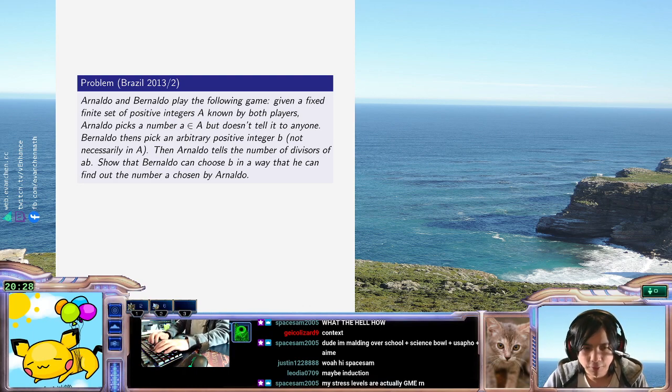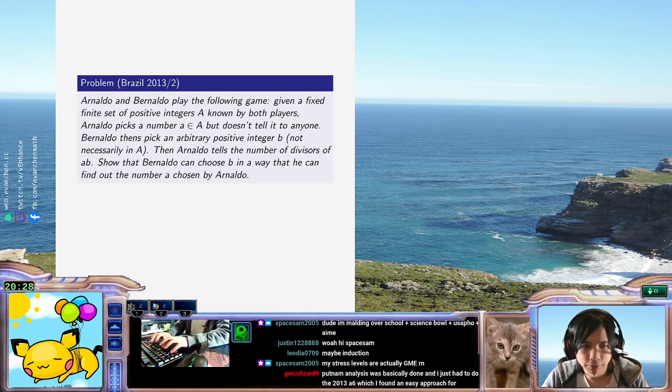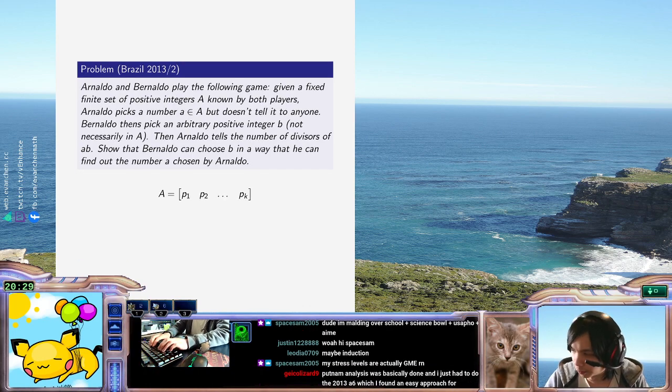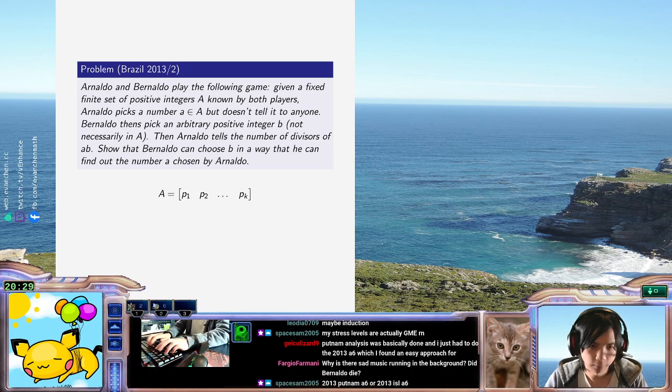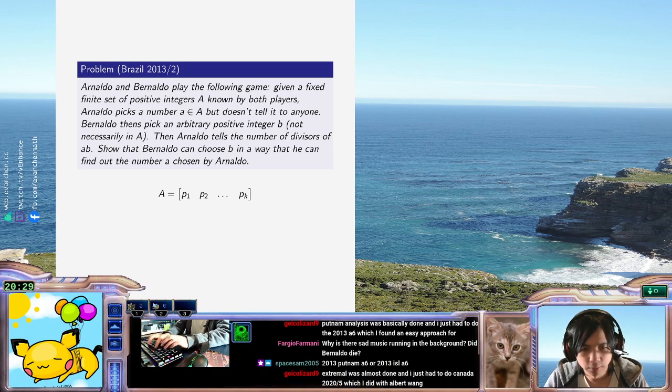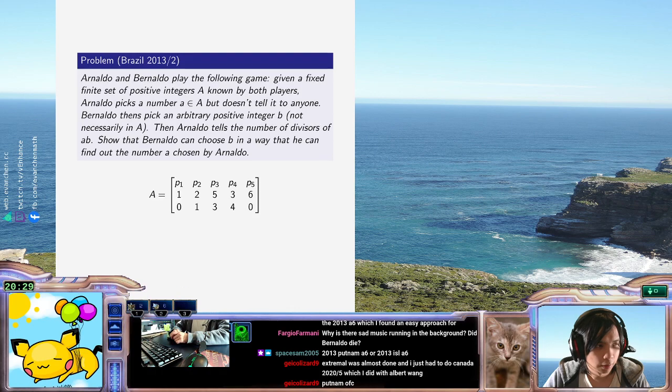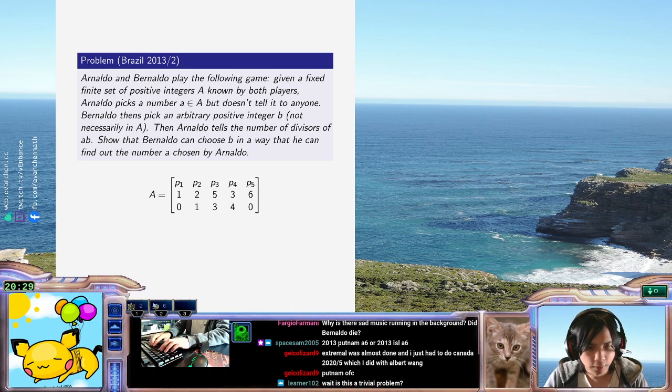So, what if I draw A as a table where there's some number of primes, and then each row of the table I have some exponents. So maybe I have 1, 2. Let me just draw 5 primes for concreteness. Zero, 1, 4, 0. Or something like this. So you have this thing, and I want to pick a little b such that the number of factors, I can tell the numbers apart. Okay.